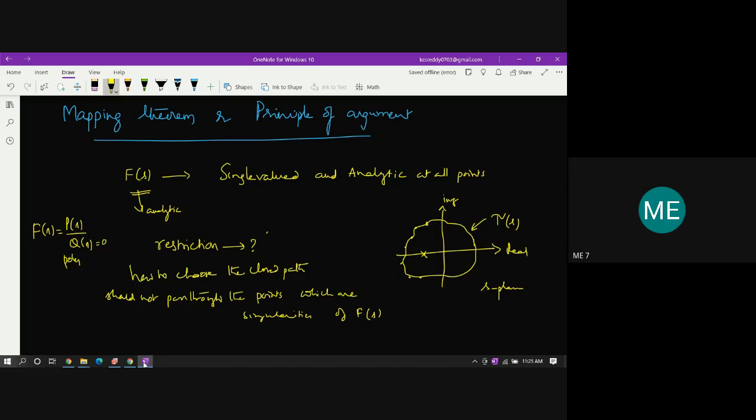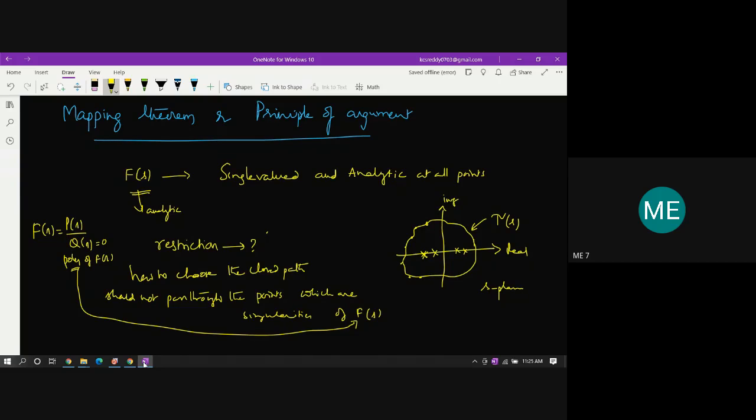When q of s equals 0, we can call those points the poles of f of s. That's what he's saying. So the path tau of s should not pass through the points which are singularities of f of s, which you can take as q of s. So the roots of q of s are taken as poles of f of s, and the tau of s which you have chosen should not pass through these poles of the f of s function.